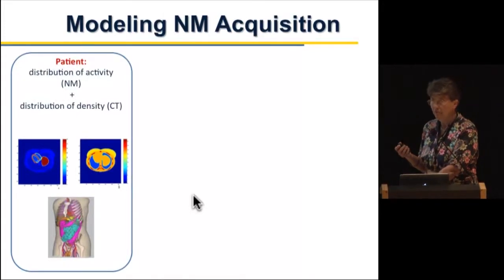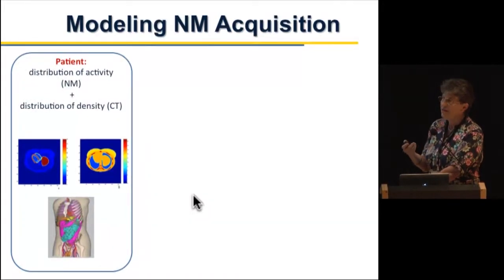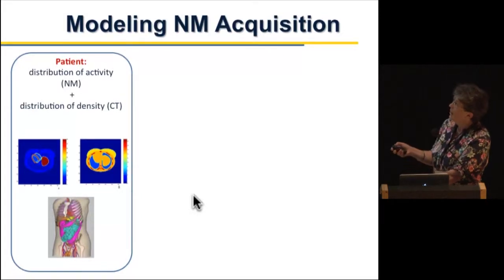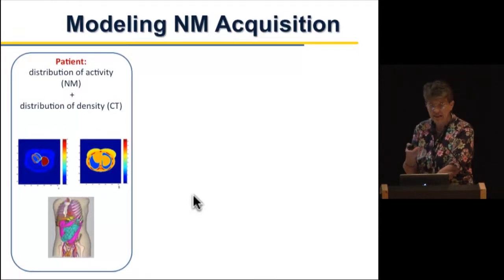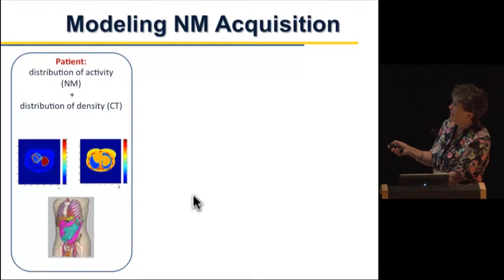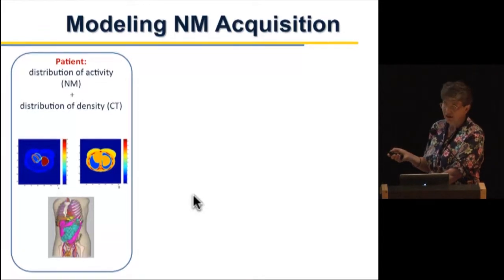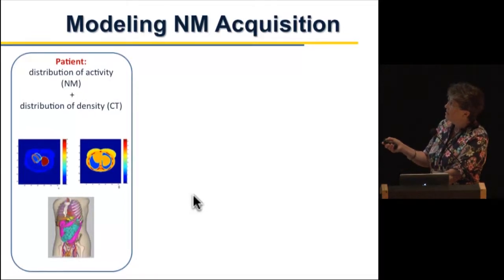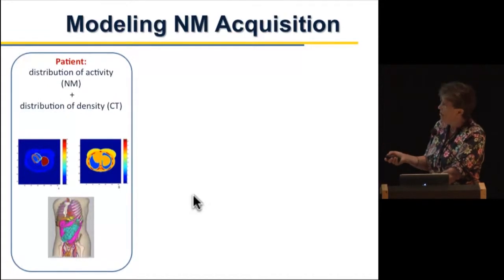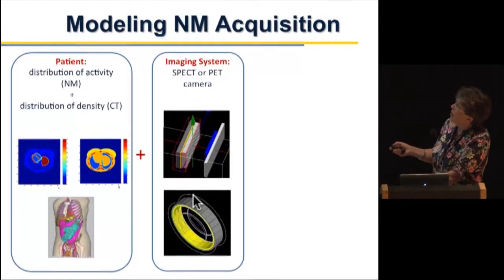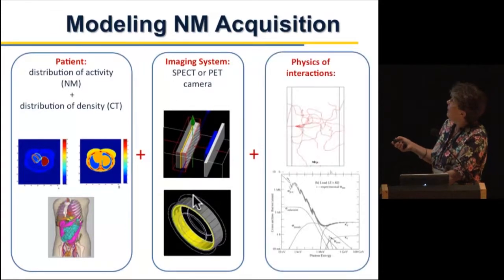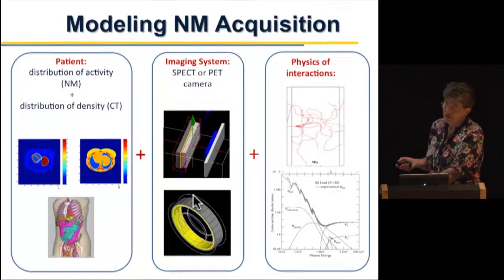So, for modeling our acquisition system and acquisition process, we first need to have a patient. So we need to model the patient, and contrary to what was discussed yesterday, we are not only interested in the density distribution in the patient body, but also in the activity distribution. We need to put different levels of activity in different regions of the patient. We combine this with CT or an attenuation map to create a patient. Then we model the SPECT or PET camera, and then we model the physics of interactions.